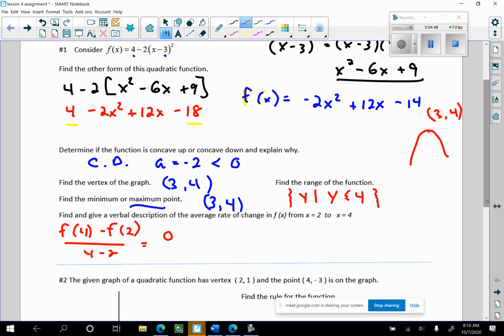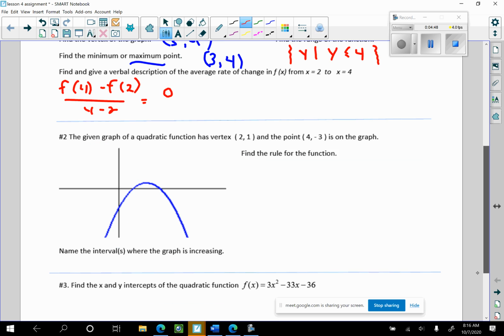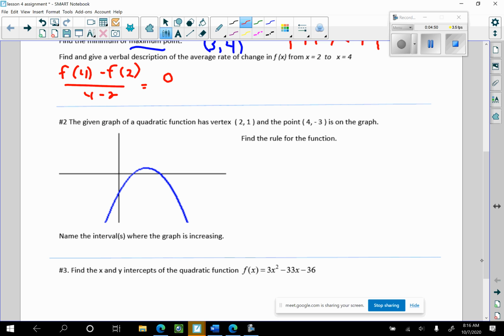Okay, I do want to go over this particular problem, number 2. So we're going to see the key for that. A lot of you did a good job. It's 0, doesn't change. So let's look at number 2.